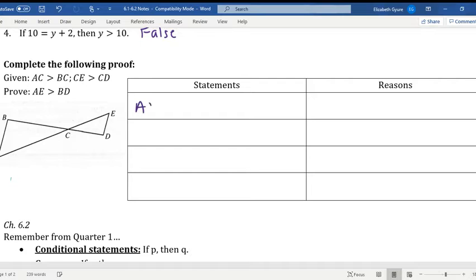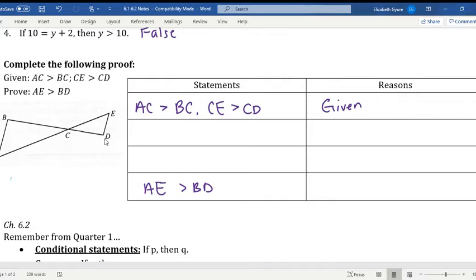So say the measure of AC is greater than the measure of BC, and the measure of CE is greater than the measure of CD. That is given, and we want to prove that the measure of AE is greater than the measure of BD. So what we need to do, this is actually really similar to the segment proofs we did back in first quarter. We need to be able to say that this entire segment AE is greater than this entire segment here, BD. Wasn't that made up of smaller parts? So what are we probably going to have to do to combine our smaller parts together?